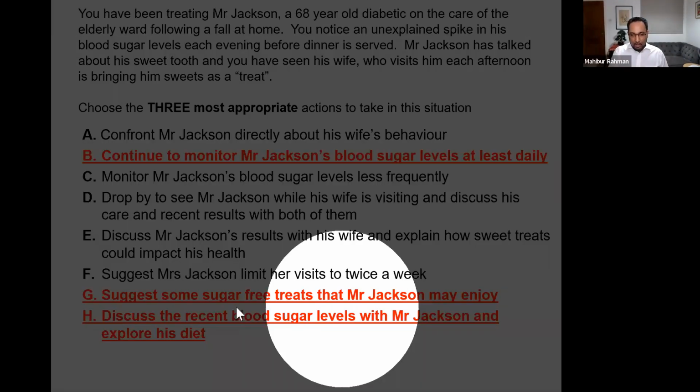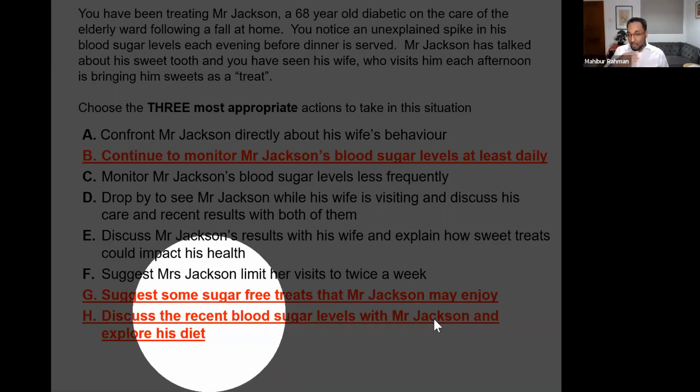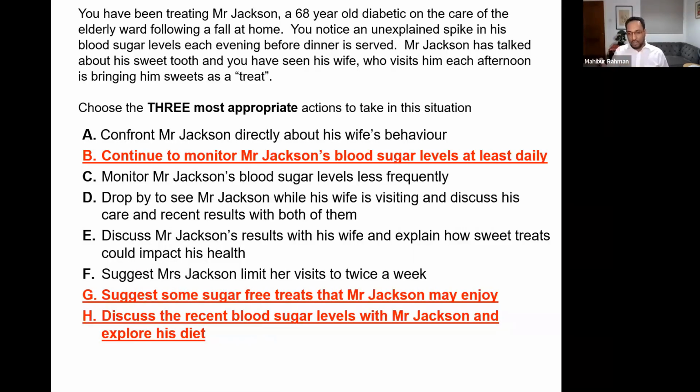Discuss the recent blood sugar levels with Mr. Jackson and explore that. Mr. Jackson, picture the scene. Last few days, every evening before dinner, your sugars have been a bit high. I just wanted to explore what you've been having, okay? So tell me what you had yesterday, for example. Breakfast, lunch, dinner, anything else, any snacks?